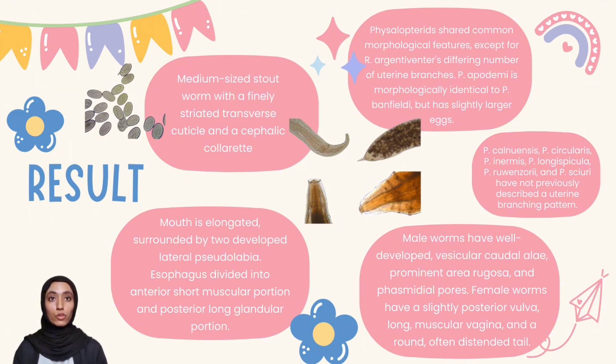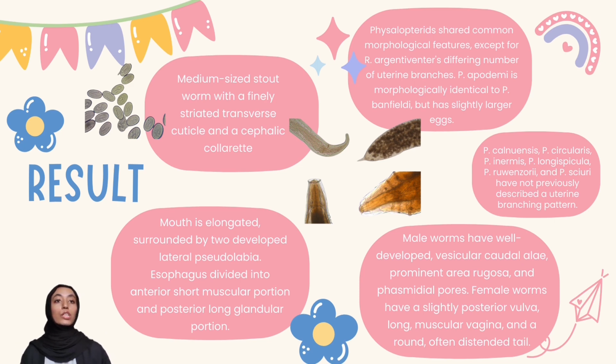So these worms share common morphological features except for P. argentivector, which is different in the number of uterine branches, while P. apodemi is morphologically identical to P. banfieldi but has slightly larger eggs. P. calvensis, circularis, inamis, longimacula, ruenzoris, and securi have no previously described uterine branching pattern.